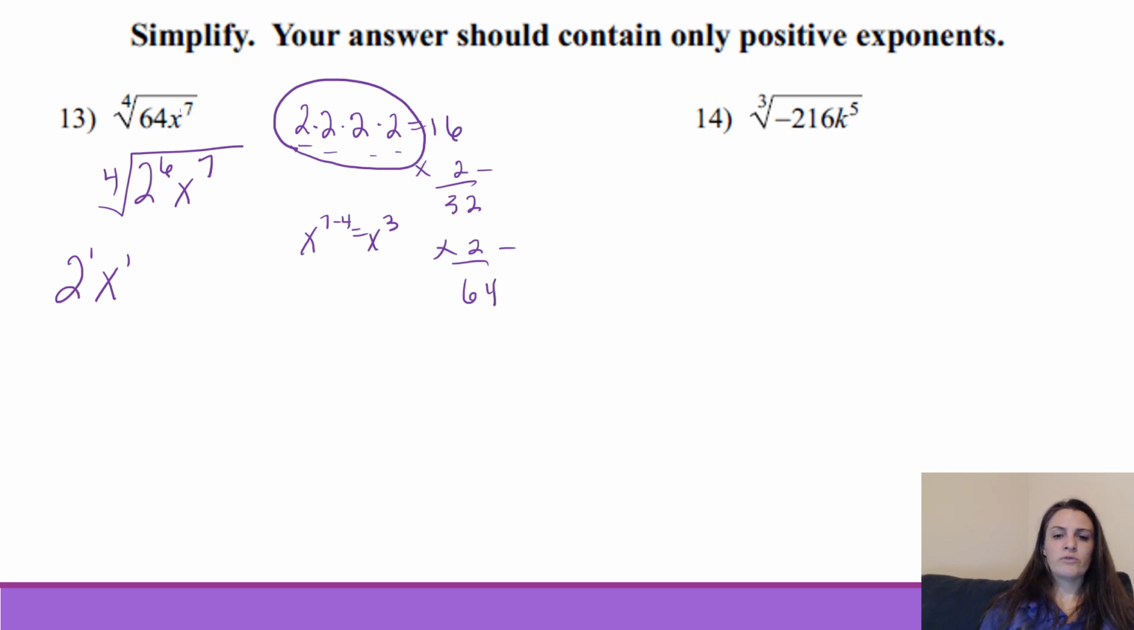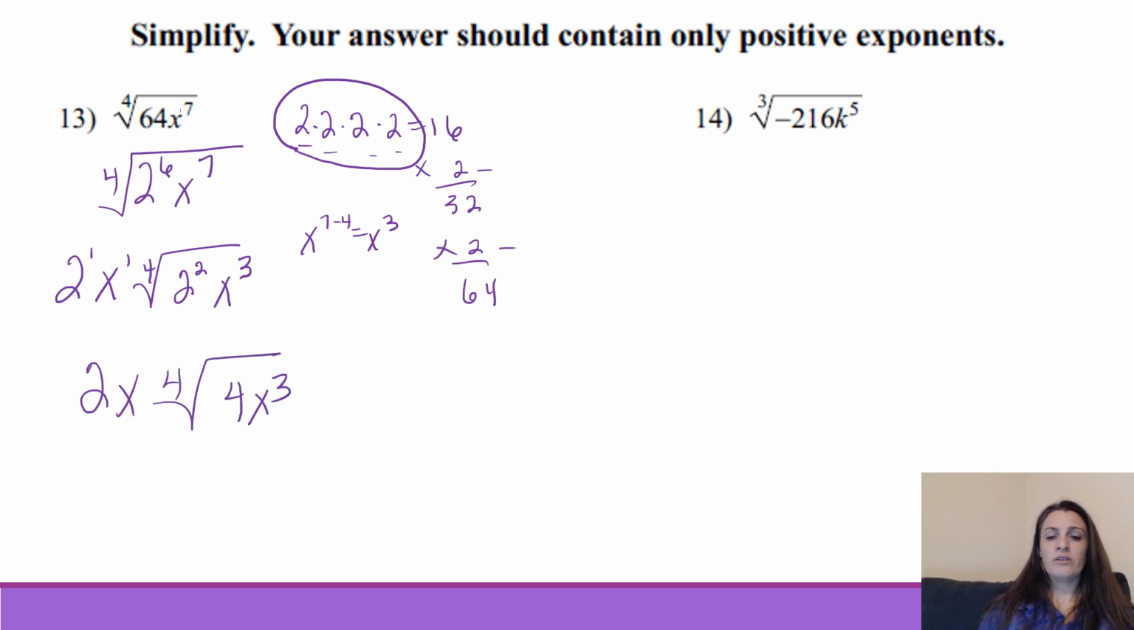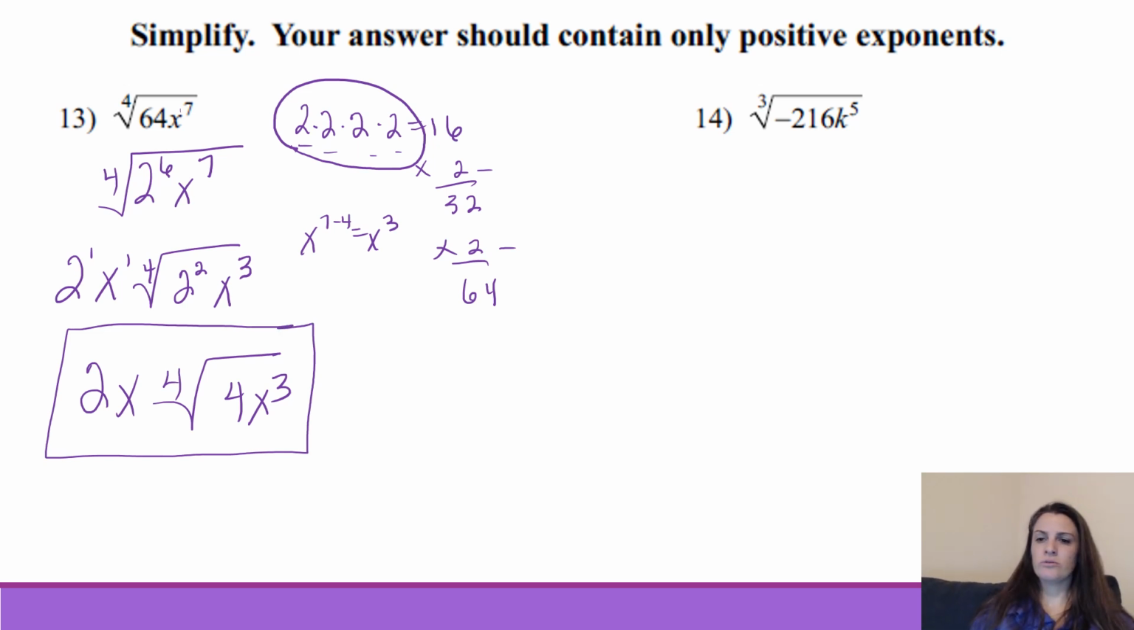So 6 minus 4 is 2, so under my 4th root I will have 2 squared and x to the third. You can then simplify 2 squared, that is 4. So your final answer is 2x times the 4th root of 4x cubed. Remember, if you need to write every single piece out, by all means, guys, do so. Don't hesitate at all. All right, so last example, the cubed root of 216.